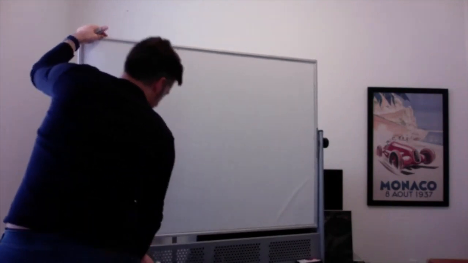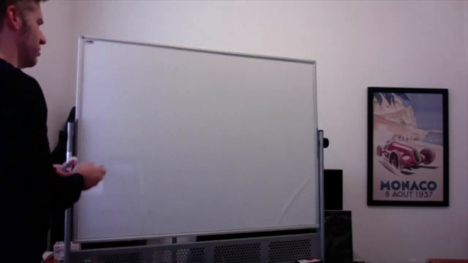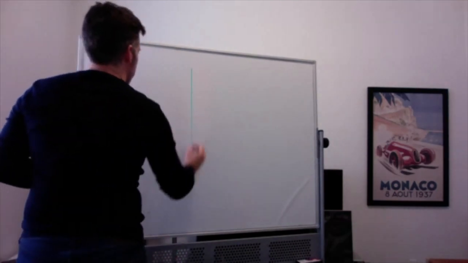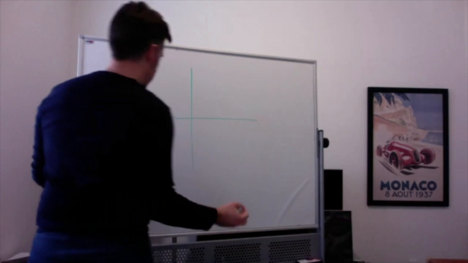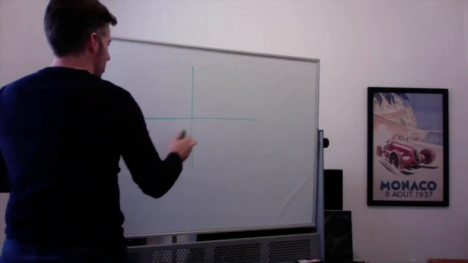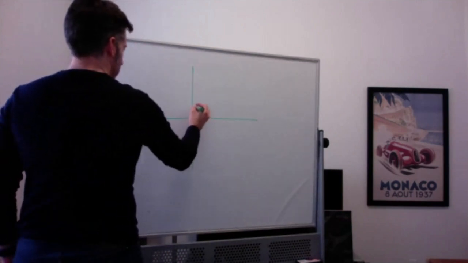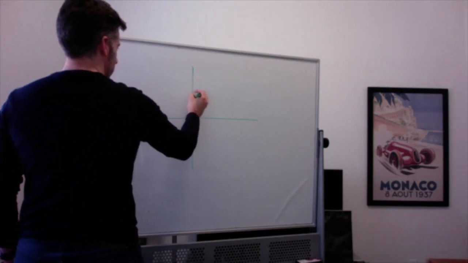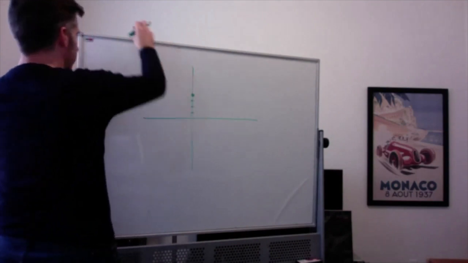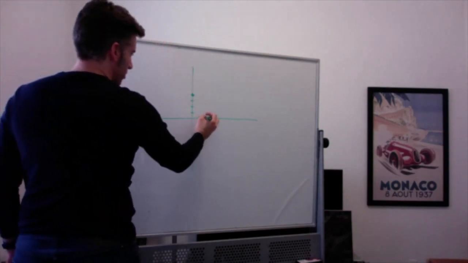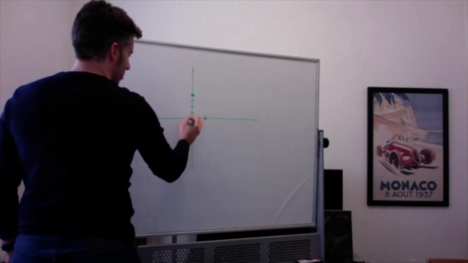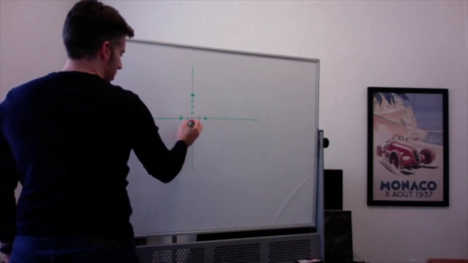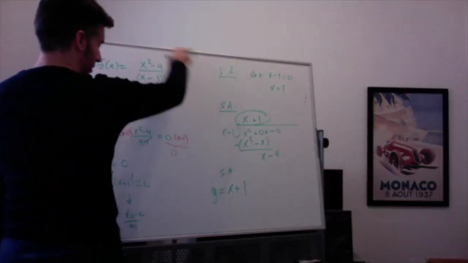Okay. Oh, sorry, we're graphing this one. So let's see here. We had a y-intercept of 4, x-intercepts of 2 and negative 2. Vertical asymptote of positive 1. Yes, the vertical asymptote of positive 1.